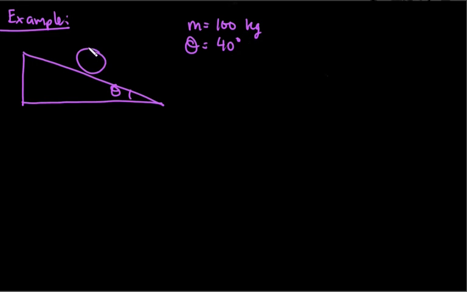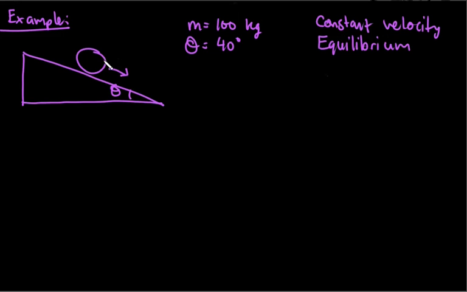Now, let's take a look at an example. So here we have an object that is rolling down the hill, and it is rolling down the hill at a constant velocity. So this means that we are in equilibrium, and this object has a mass of 100 kilograms, and the angle of the incline is 40 degrees. We want to know, what must the force of friction be for the block to be moving down the hill at equilibrium or at constant velocity. So what is our kinetic friction force in this case?